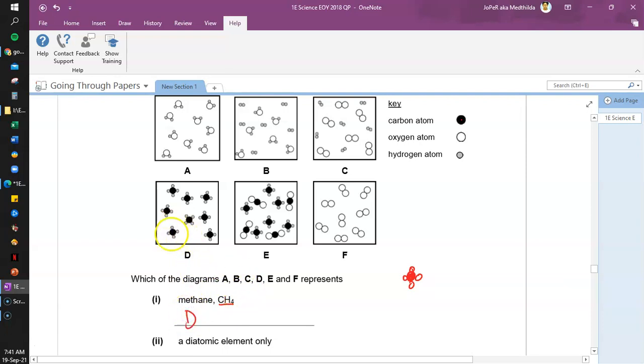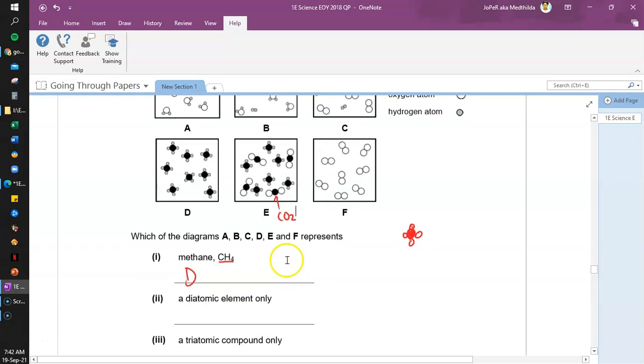You can see here, that's why I said, why E cannot? E has methane, yes, but you realize E also has CO2. So E is actually not purely methane. Therefore, E cannot be the answer. Therefore, the answer for part 1 is D.